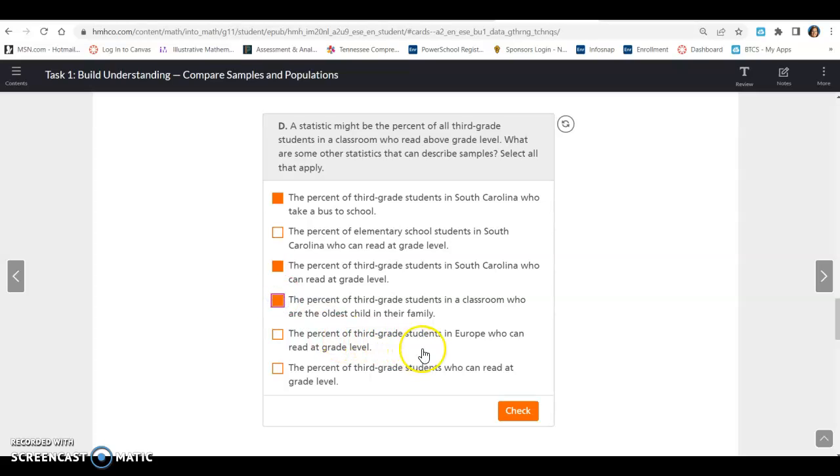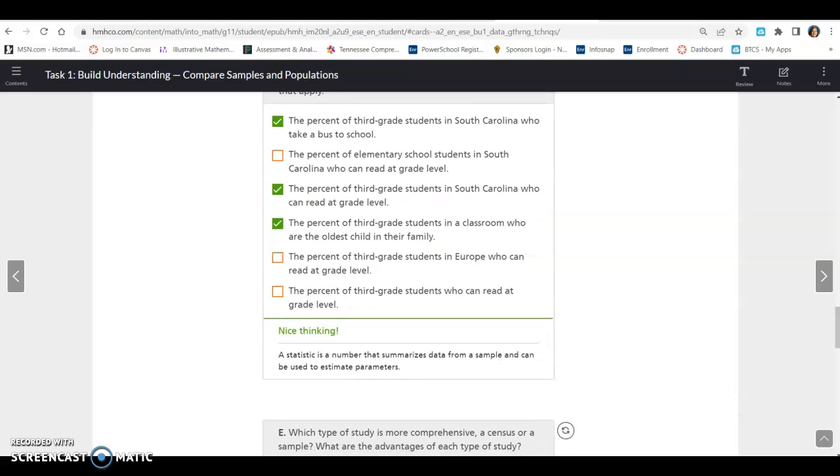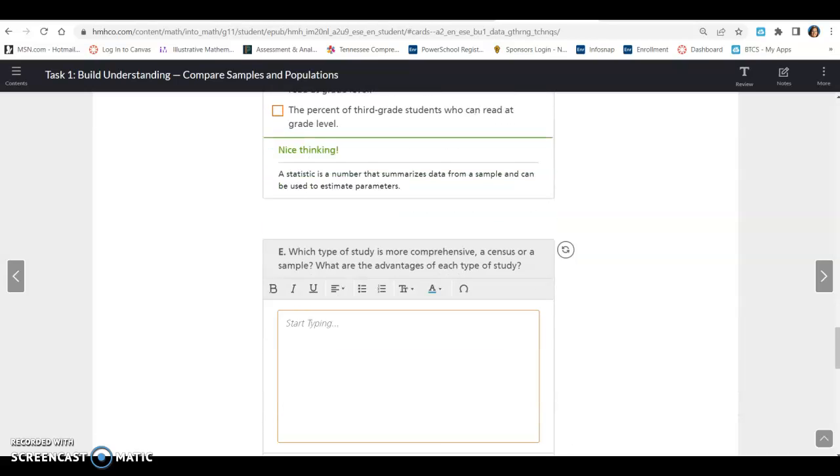The percent of third grade students in Europe. Above it said in the country, so that would not be one. The percent of third grade students who can read at grade level. That would be the whole population, so that would not be what we're looking at here. So the first one, the third one, and the fourth one are the best choices for that.